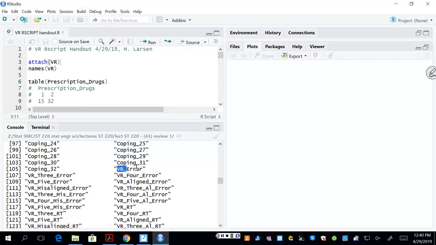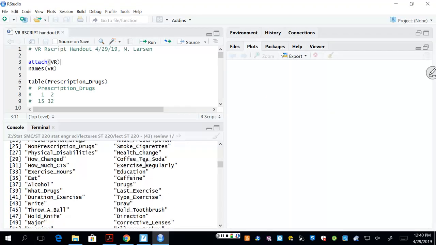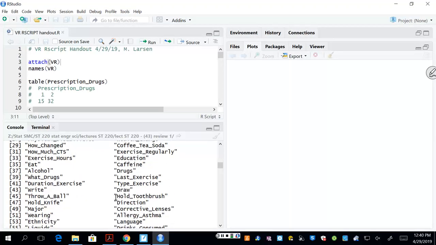What does hold toothbrush measure? It says hold toothbrush. They're trying to determine which hand is the dominant hand. I would guess that's relevant. They do mention that they put the blood pressure cuff on the non-dominant hand for each person, and maybe there's a difference in how things go.